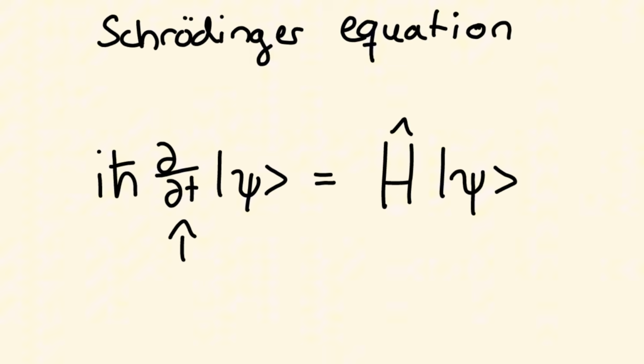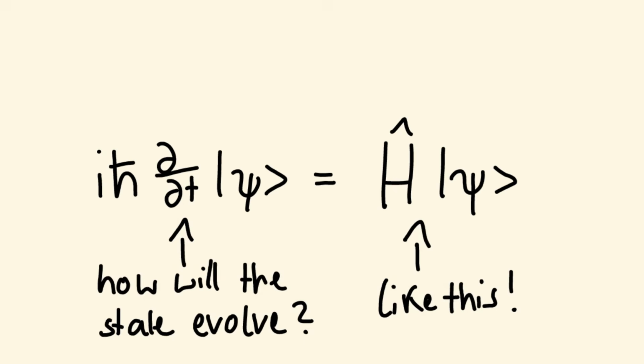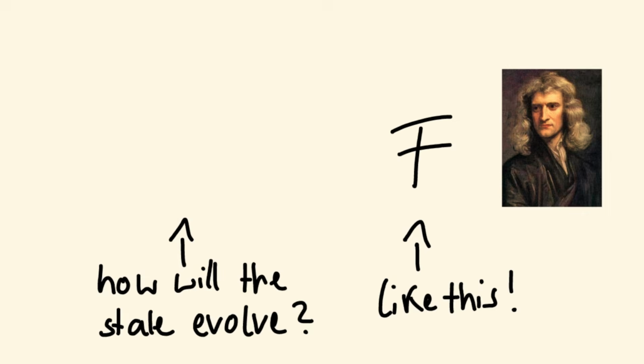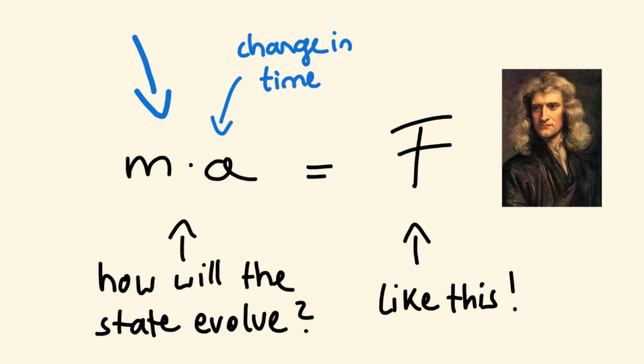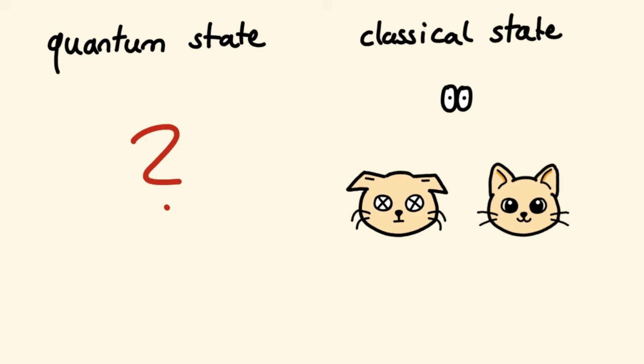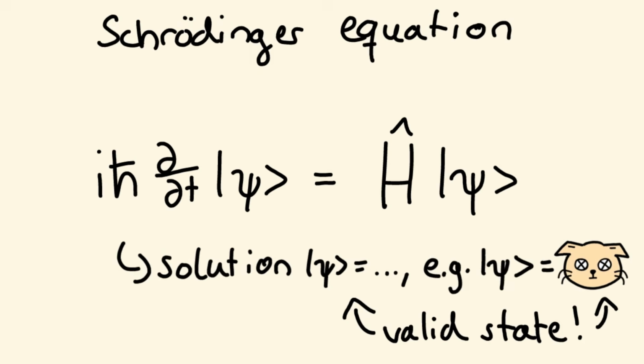Importantly, this side of the equation asks how will the state change over time, and this side somehow has the answer. You can compare this to Newton's force equals mass times acceleration. Here, this side is asking how will the state change over time, and this side has the answer. Now, only solutions to this equation are valid states. States that actually belong to the system.